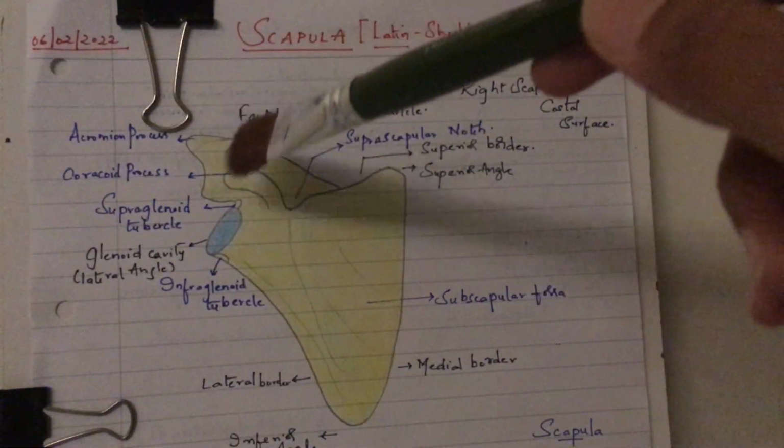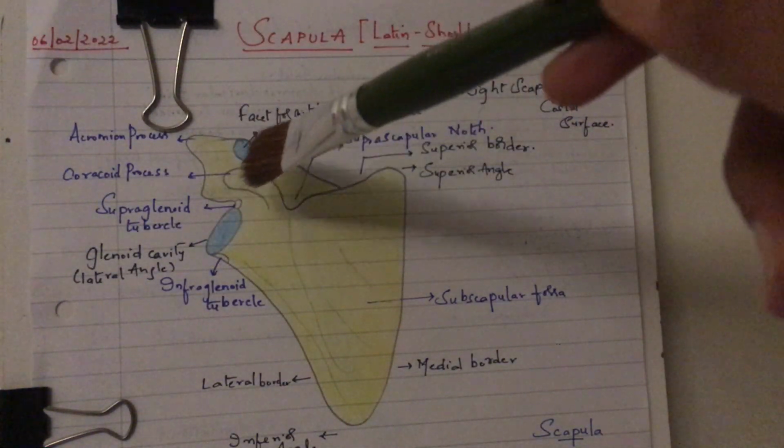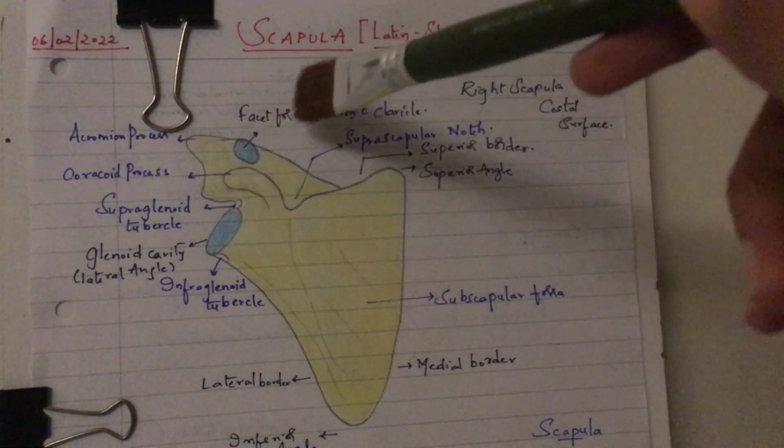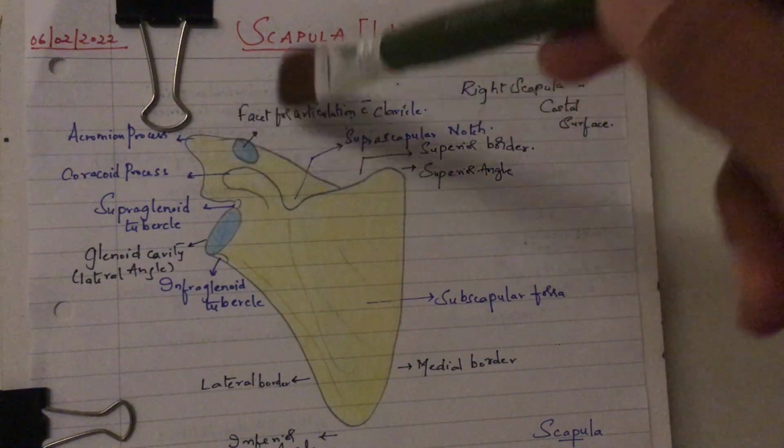Coming to the processes, we have a coracoid process. It is an atavistic type of epiphysis, and we have an acromial process. Here we have to remember it has a facet for the clavicle.